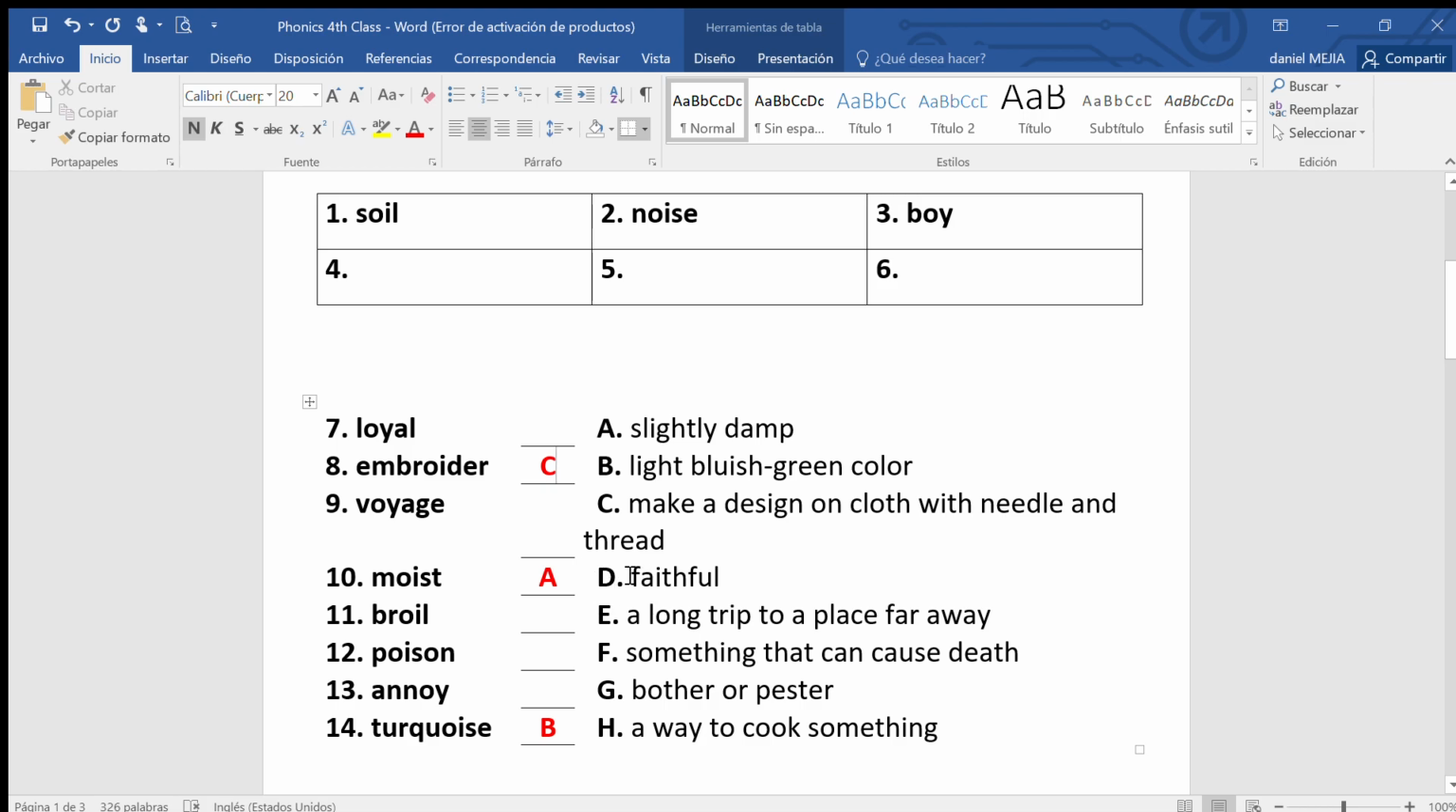Letter D, faithful. Someone that is real, that won't cheat. What would it be? Loyal, voyage, broil, poison, or annoy? Yes, it will be loyal. Letter E. A long trip to a place far away. Voyage, broil, poison, or annoy. Yes, it will be voyage.